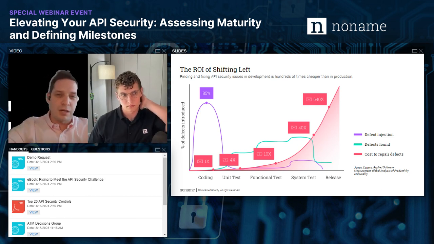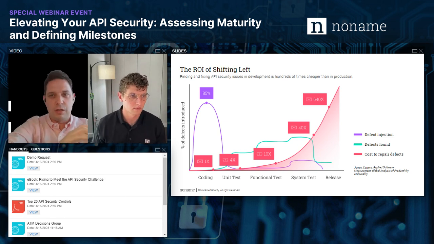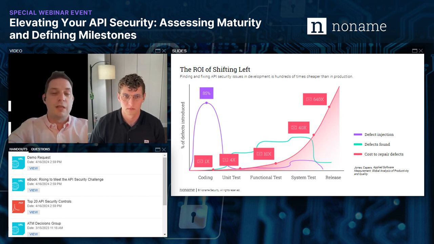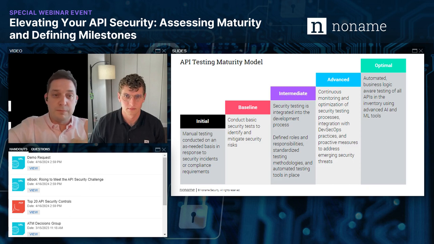So if you catch vulnerabilities earlier in the cycle, you're saving a lot of resources and, quite frankly, a lot of headaches. Which is why you might have heard the term shift left. The ability to integrate security right at the start of API development and then continue throughout the lifecycle is so important. So, Marco, do you want to run us through the maturity levels here?